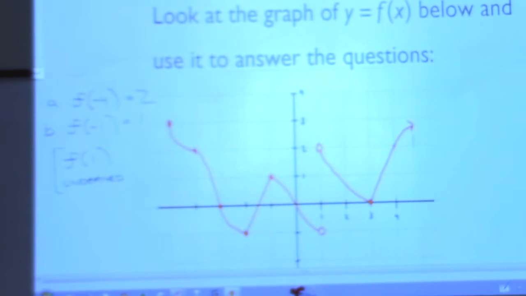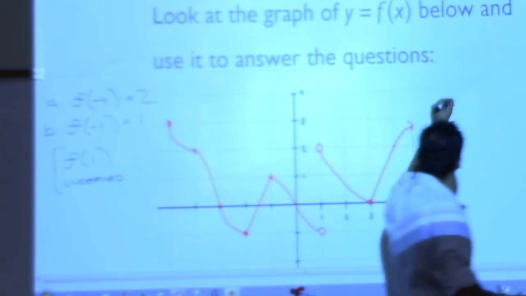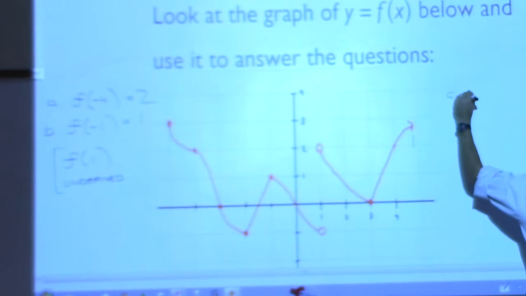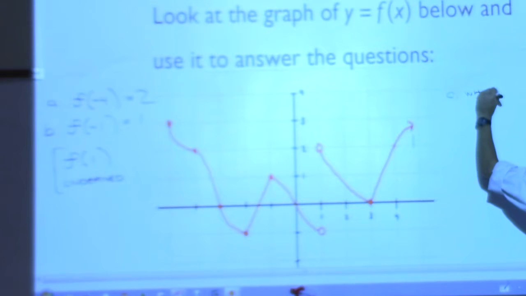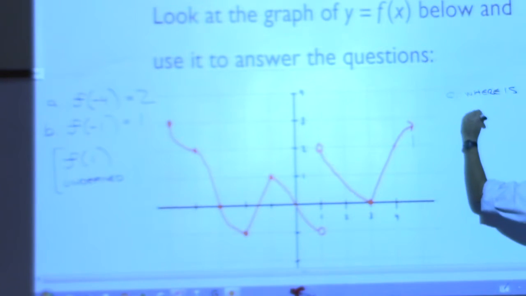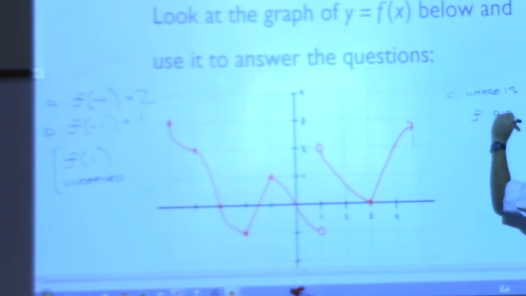Okay, let's see here. Who's feeling good today? Who wants C? Part C is asking, where is f positive? Where is f positive? So who wants to tell me what that even means?